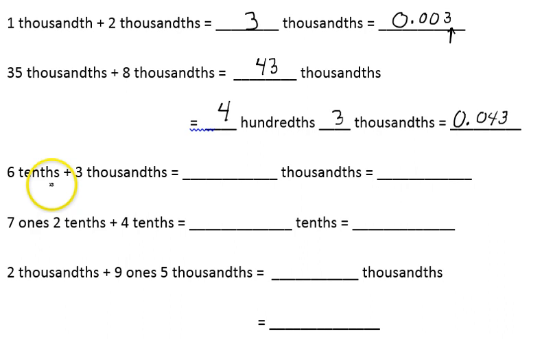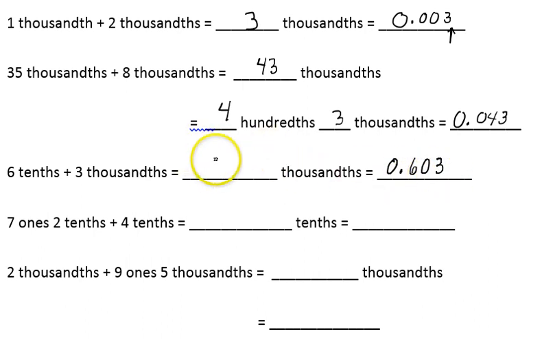Here we're getting a little trickier. I have 6 tenths plus 3 thousandths, and it wants to know how many thousandths I have altogether. Again, it's helpful to write it in standard form first. So I have 6 tenths. I don't have any hundredths, but I have 3 thousandths. So now I look back at the question. It wants to know how many thousandths I have altogether. Well, I would read this number as 603 thousandths.